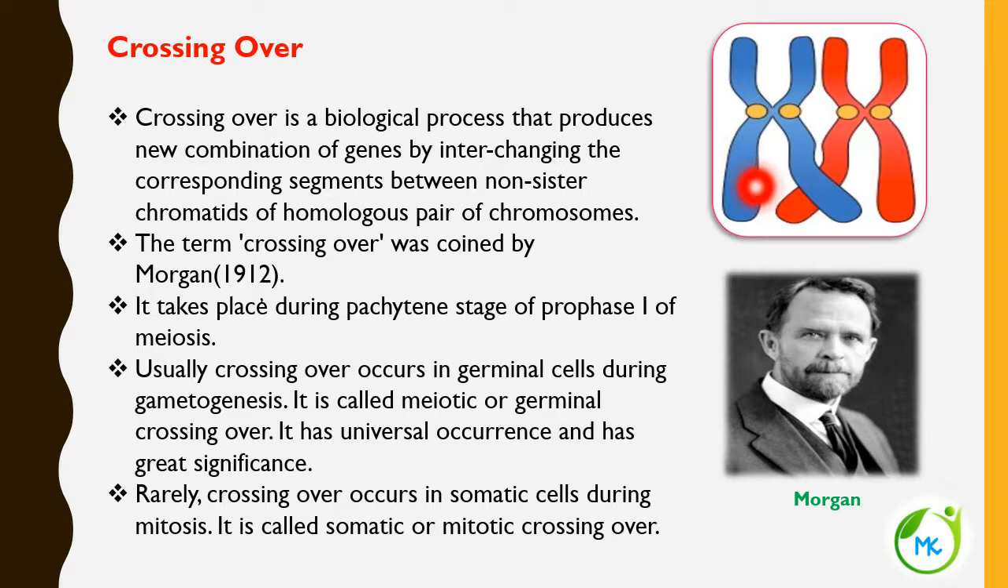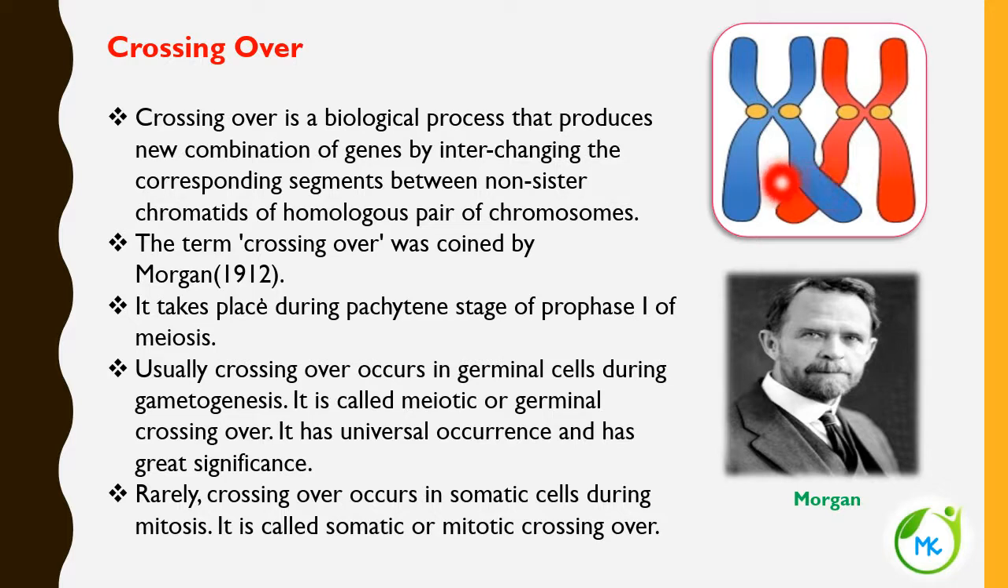So what is a non-sister chromatid? The chromatids of the same chromosome are called sister chromatids. So these arms of the same chromosome are called sister chromatids, and similarly the arms of this chromosome are also referred to as sister chromatids. But here in crossing over, the crossover is going to take place between these two chromosomes, and these two chromosomes are said to be non-sister chromatids.